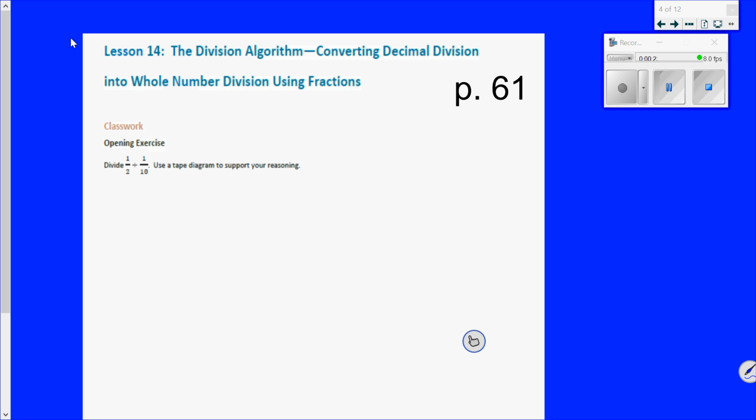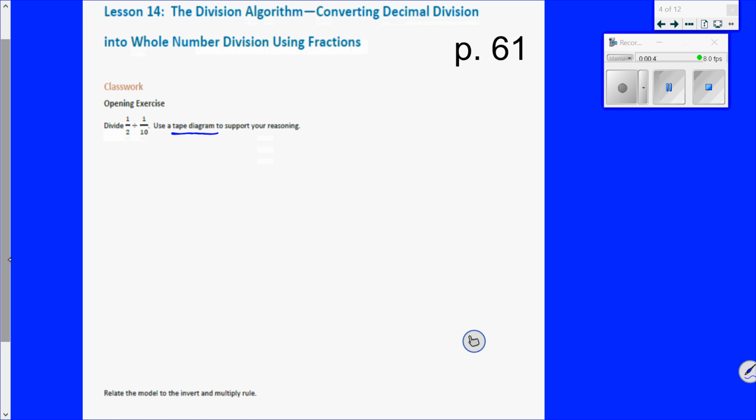Okay? Here's what, again, I just so love Engage New York. We're converting decimal division, right? And the first problem they give us is fractions, yay! But it will help us set up what we're going to do. So in this case, I'm not minding it as much. Now, one thing we haven't really talked about is tape diagrams on our division. So I'm going to just show you guys a quick tape diagram on the division piece.